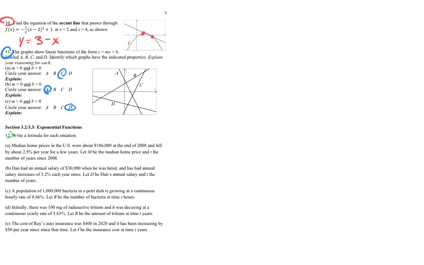Okay, now working on number 12. Starting with part A, we're just supposed to write a formula for each situation. For part A, we're told median home prices in the US were about $186,000 at the end of 2008 and fell about 2.5% per year for a few years. Let M be the median home price and T be the number of years since 2008.